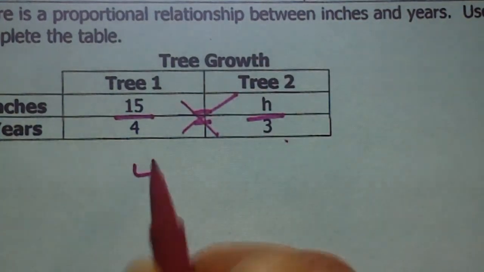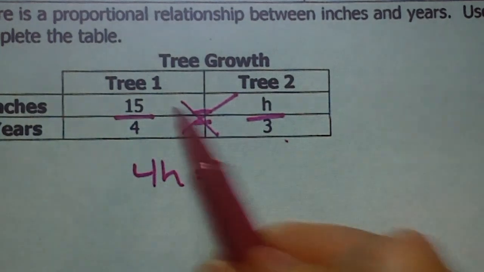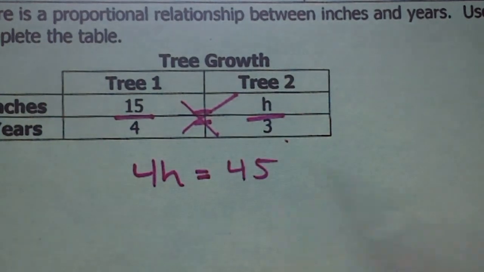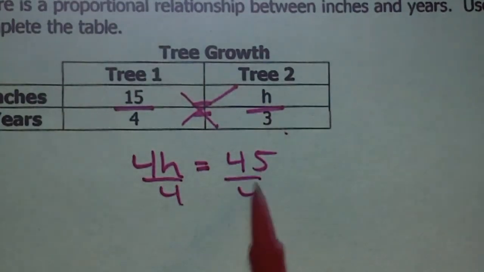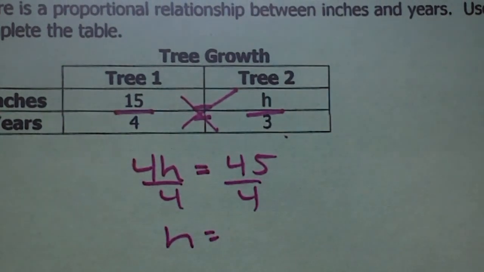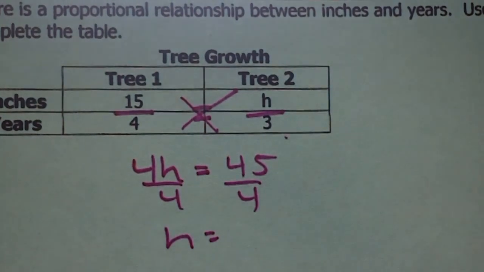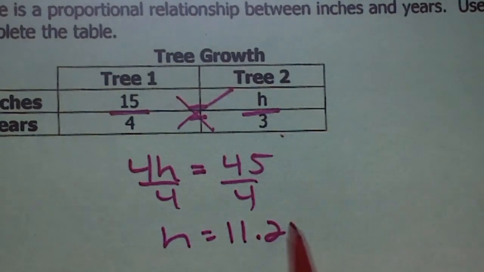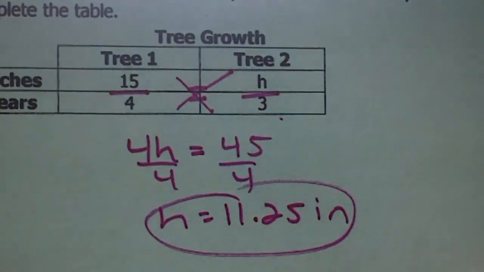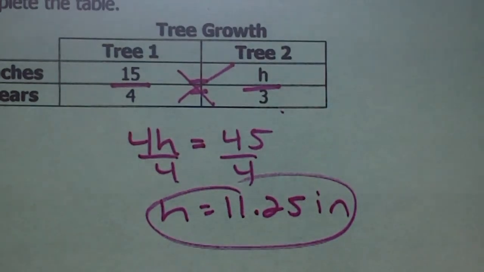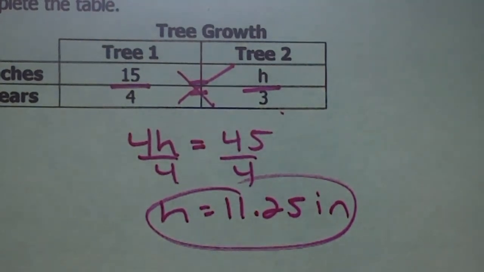4 times H is 4H. 15 times 3 is 45. We'll divide by our 4. And when you take 45 and divide it by 4, we get 11.25, and that would be inches. So there was a whole section, your 3-4 section, on how to set up proportions from tables. I thought we could do it just like that. Nice and easy. All right, I'll see you tomorrow.